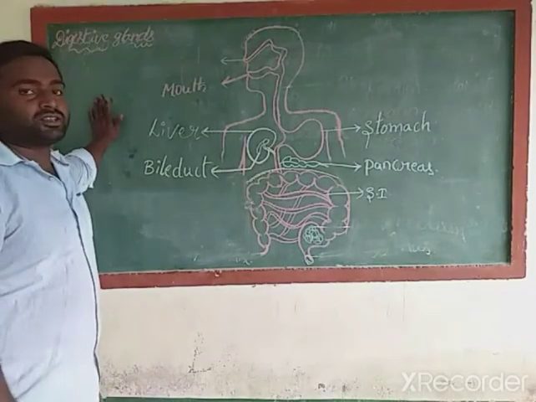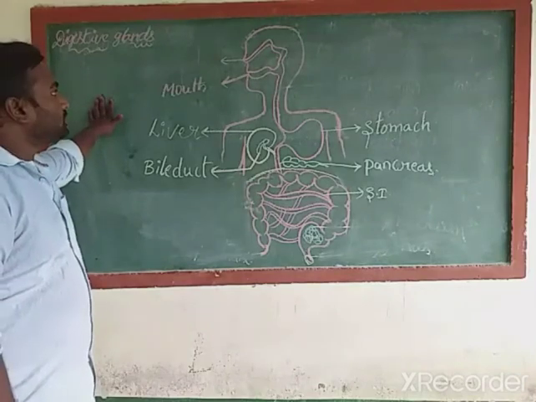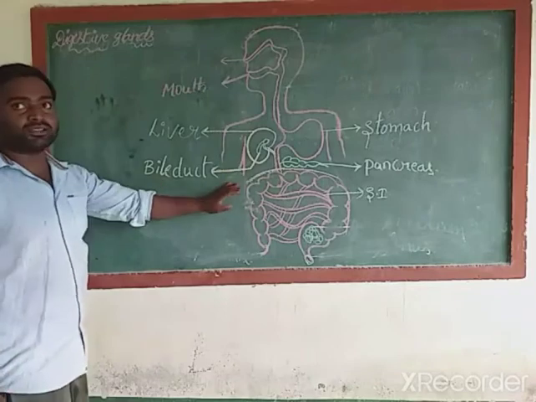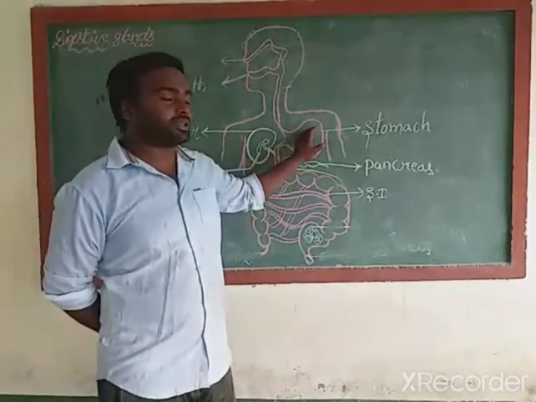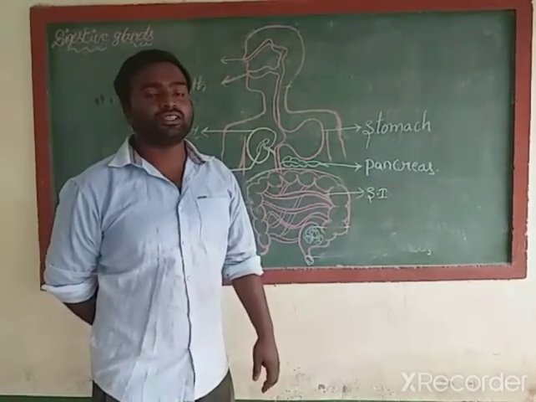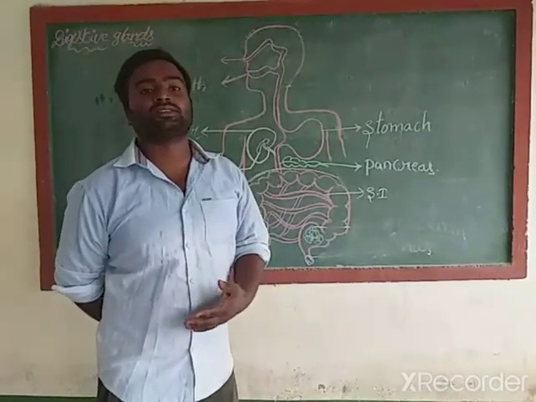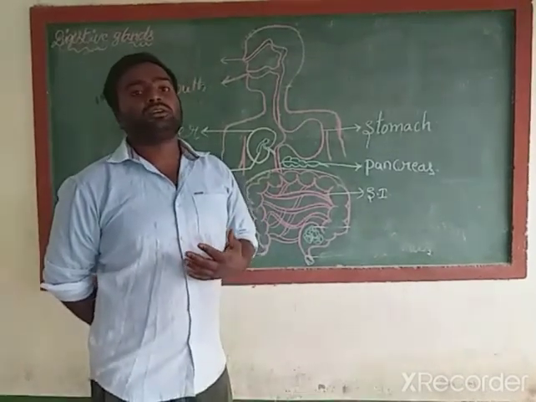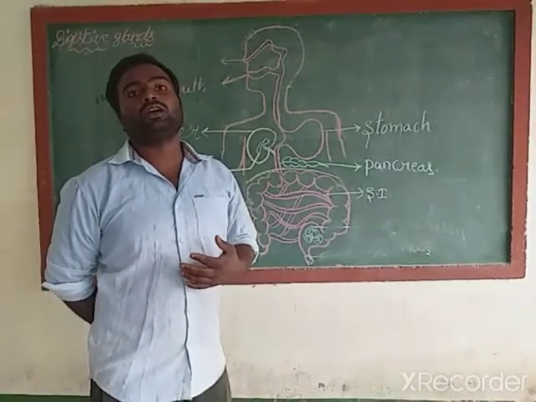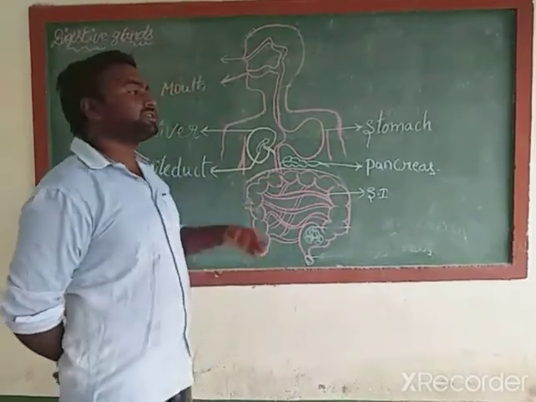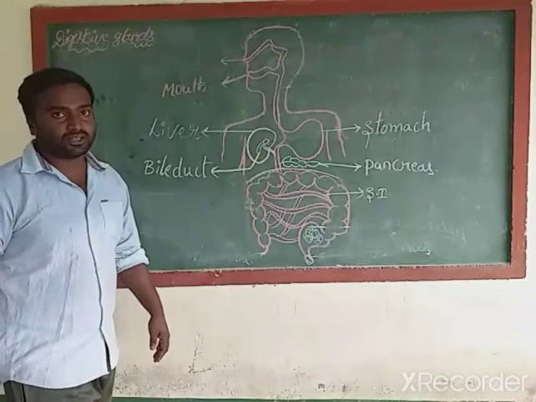Okay children, we are going to discuss digestive glands. Here this is the mouth. Next, the liver. The liver contains the bile duct. Next, the stomach, pancreas, and small intestine. These act as digestive glands. Digestive glands means these are useful for the production of hormones which are useful for digestion. That is why these glands are called digestive glands.